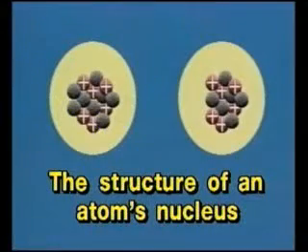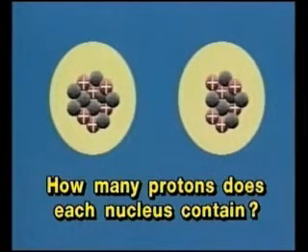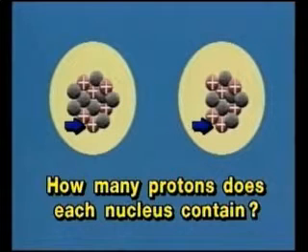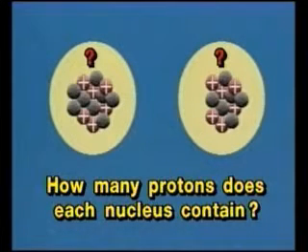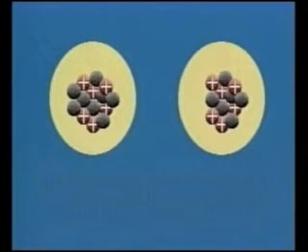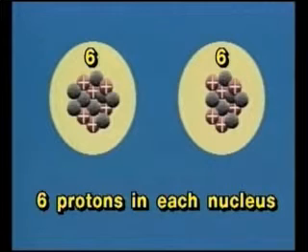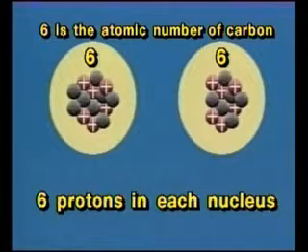In this artwork, for example, we see the structure of an atom's nucleus. How many protons, represented by the red balls, does each nucleus contain? As you can see here, there are 6 protons in each nucleus, because 6 is the atomic number of carbon.